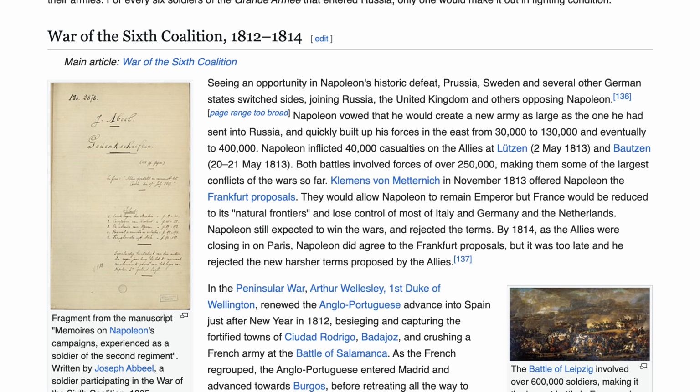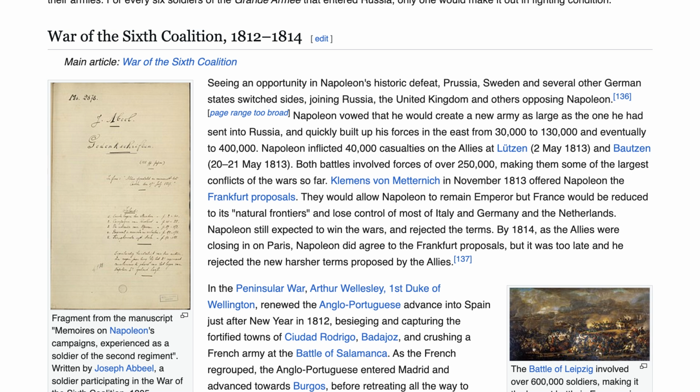War of the Sixth Coalition, 1812–1814. Seeing an opportunity in Napoleon's historic defeat, Prussia, Sweden and several other German states switched sides, joining Russia, the United Kingdom and others opposing Napoleon.